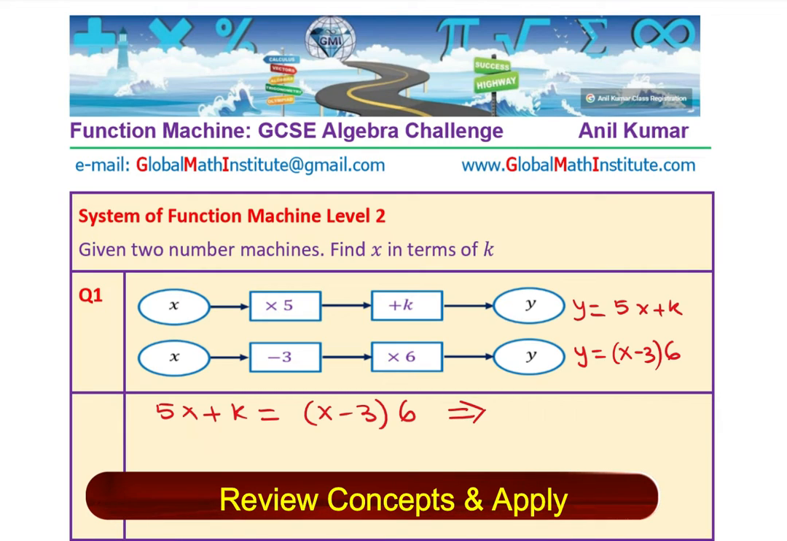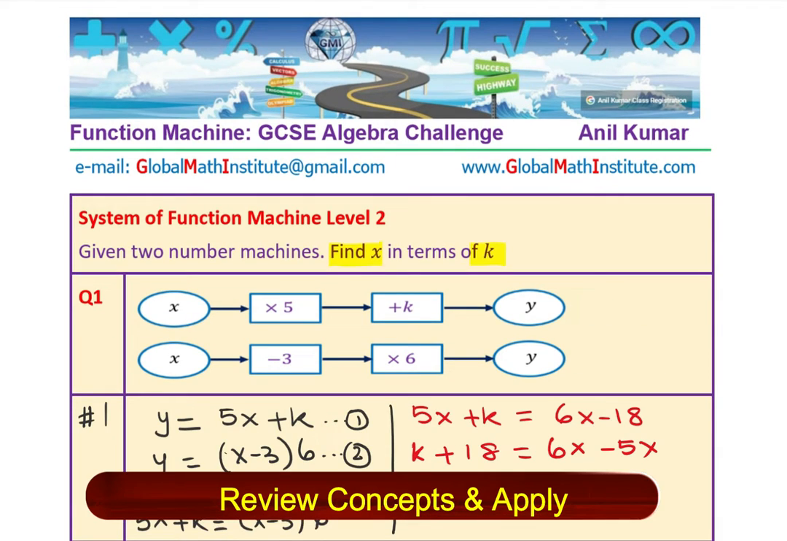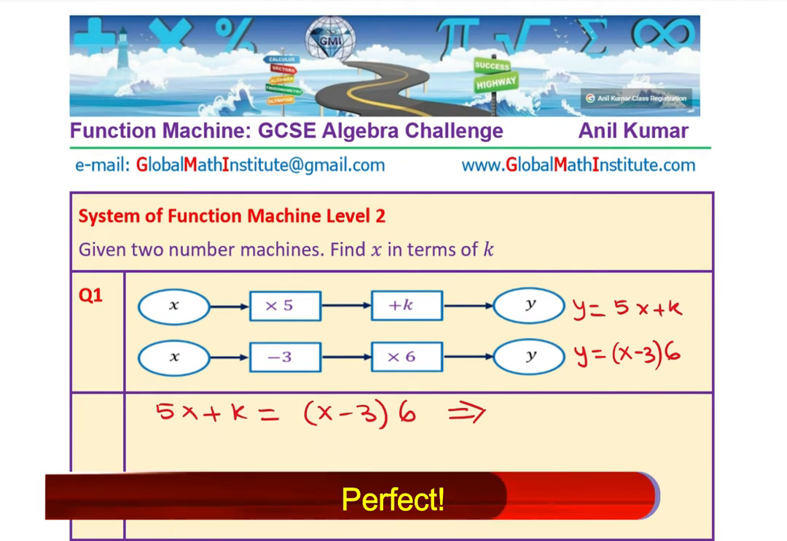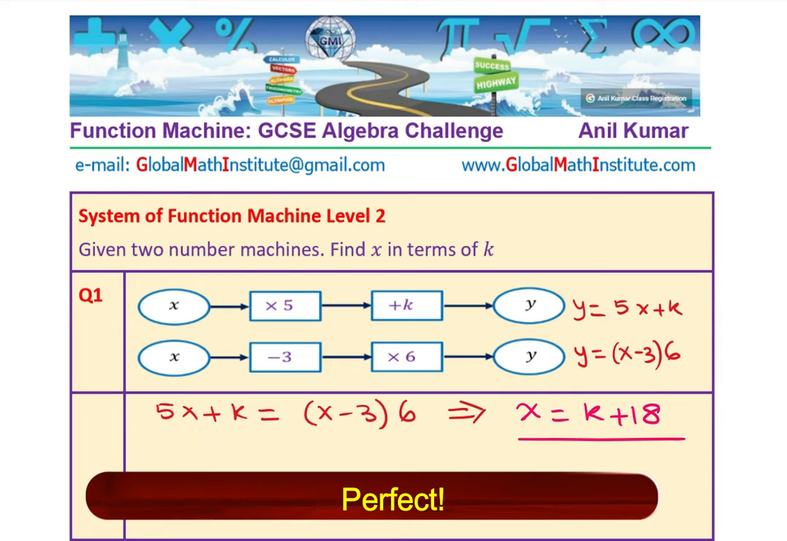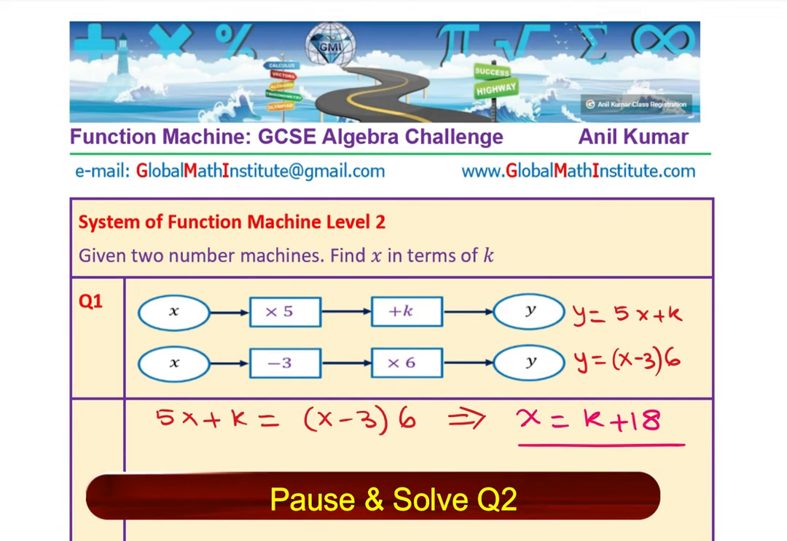And the solution which we got was k plus 18 is x, correct? So we can write there the solution as x equals to k plus 18, correct? Perfect. So that is how you have to solve it. Now I think the steps are absolutely clear. No doubts, right? Can you solve the second question now?